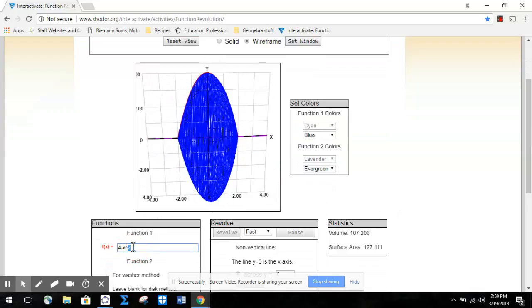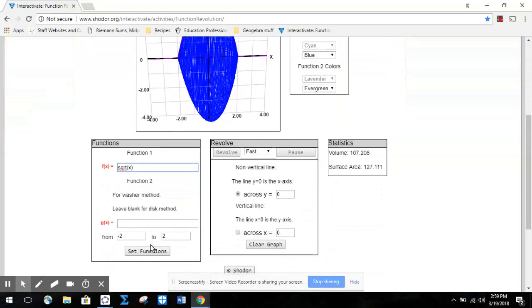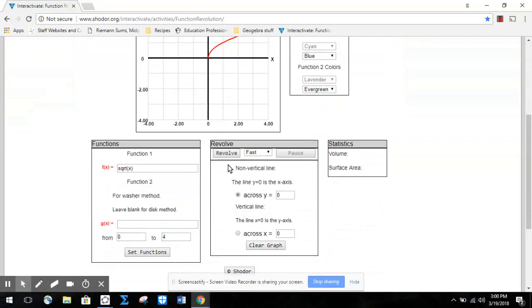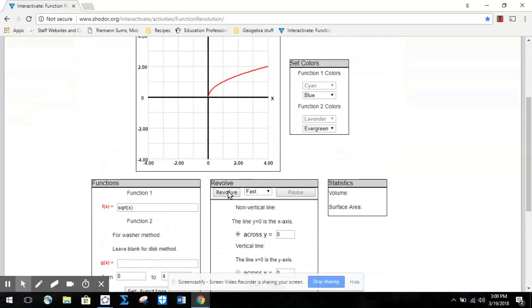I'm going to just take another curve here and I'm going to change it. I'm going to do the square root function, and I'm going to set that as my new function. I can only graph it from 0, so let's go from 0 to 4. And now I'm going to rotate that curve around the x-axis.